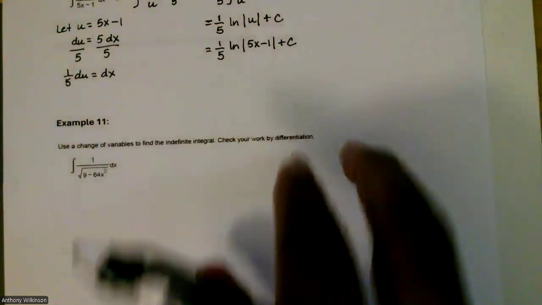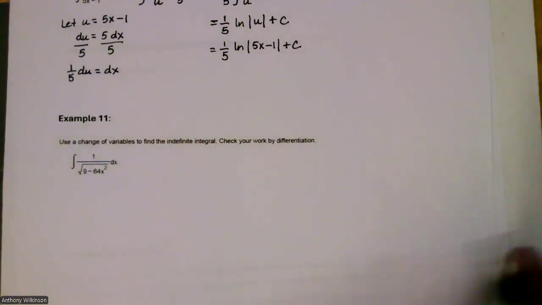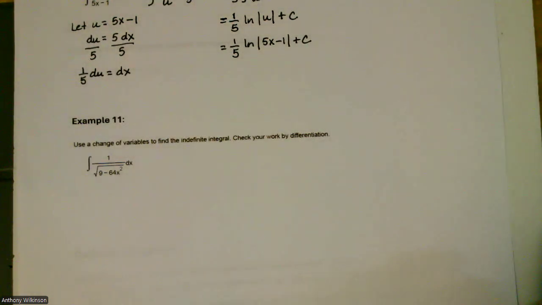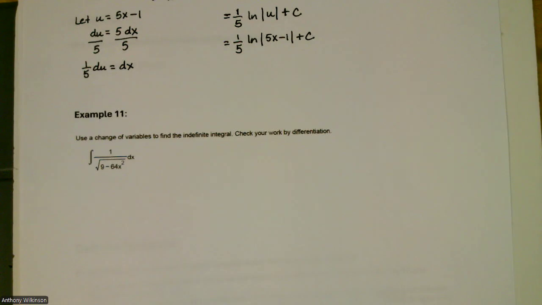Okay. Example 11 is this. Let's say I want to use a change of variables to find the indefinite integral. And I'll leave the check up to you on this one. So here we got the integral of 1 divided by the square root of 9 minus 64x squared dx.